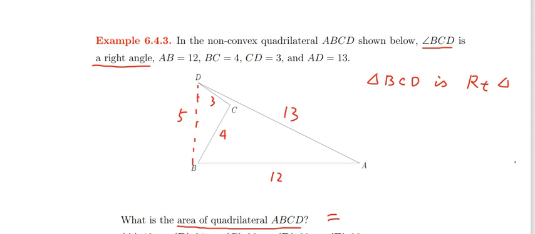Okay, so this area equals, let's say, half of 5 multiplied by 12, minus half of 3 times 4.